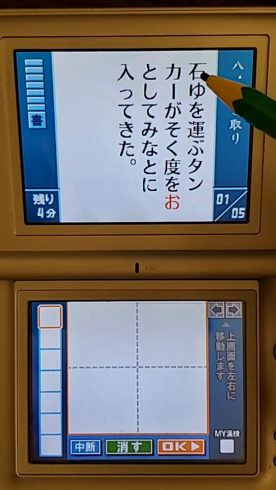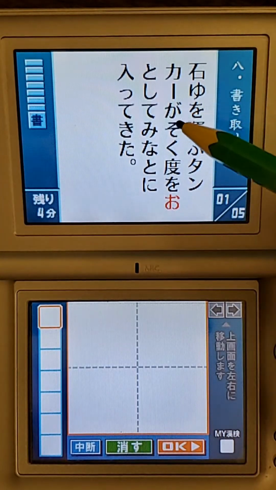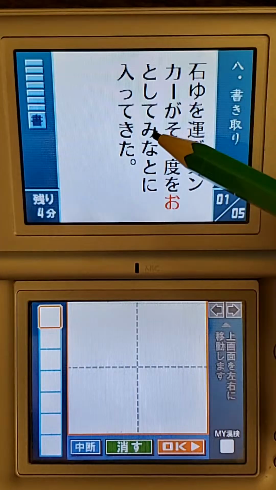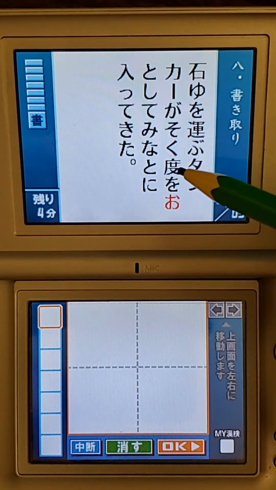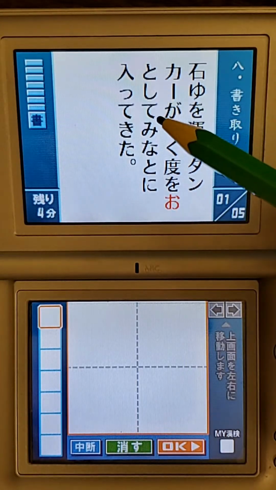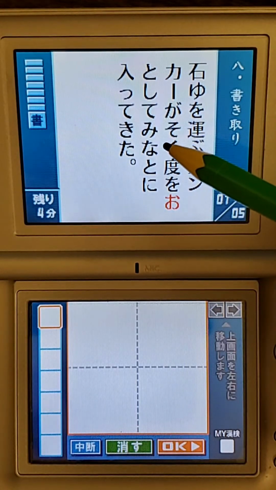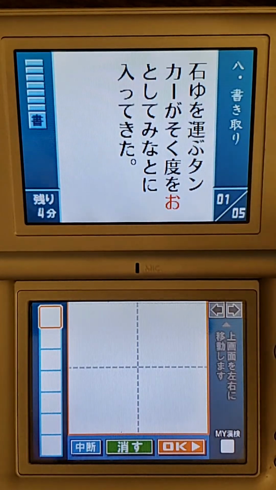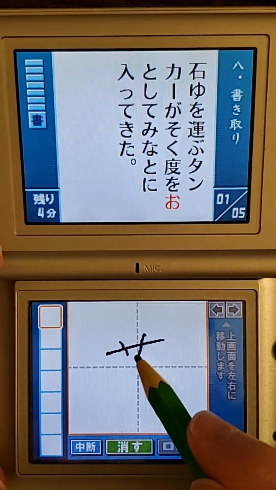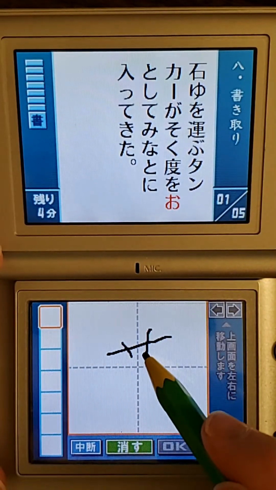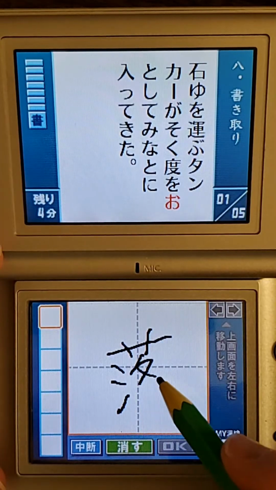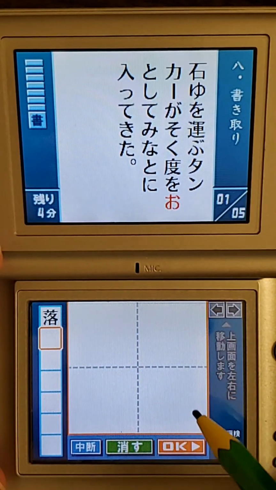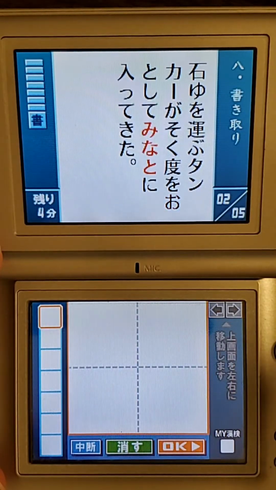All right, this one's Sekiyu o hakobu tanka ga sokudo o otoshite minato ni haite kita. So I had this sentence last time, but it's giving me different kanji now. So sokudo o otoshite, so put it down, to reduce. Oh, and it's just a drop is what this kanji is. So we put kusakamuri and then sanzui. Those are the names of those, and then kyaku. I don't know.